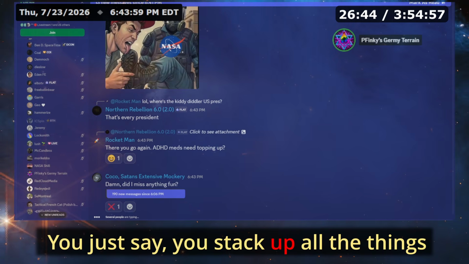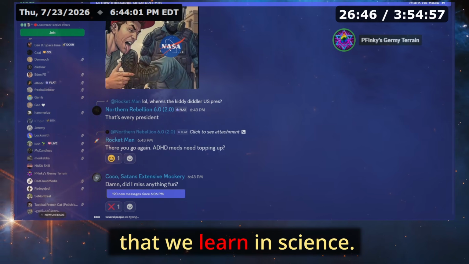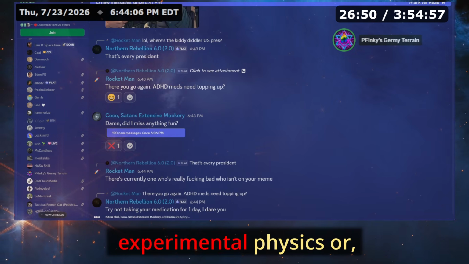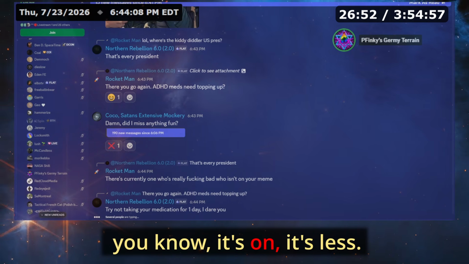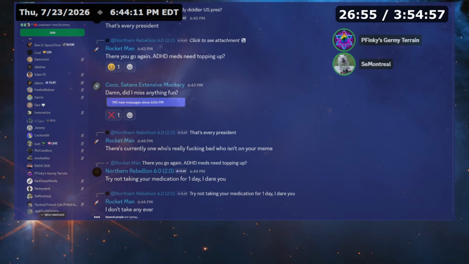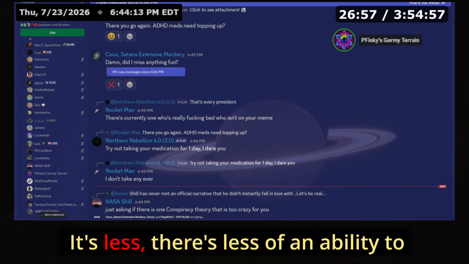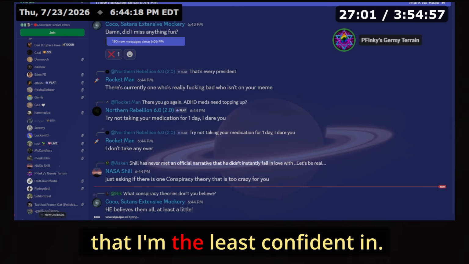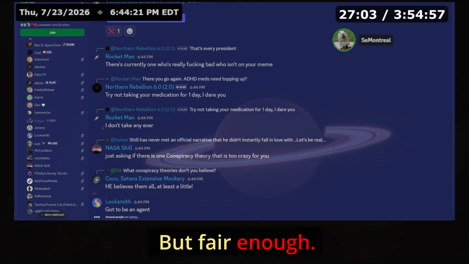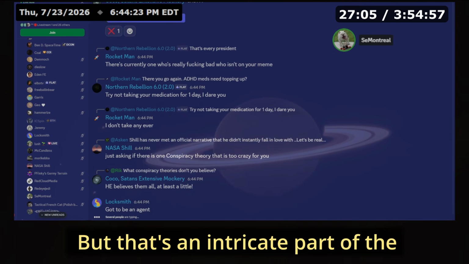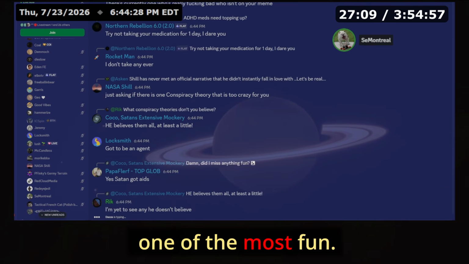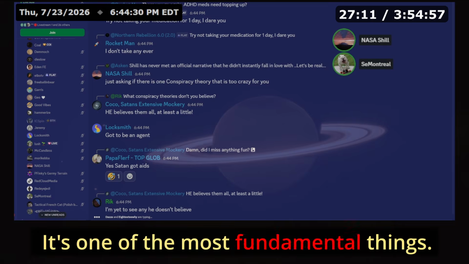It's not like a binary thing. You stack up all the things that we learn in science, and there's something near the bottom that's like, okay, this is experimental physics, with less of an ability to empirically define it, and you just say, yeah, that's the thing that I'm the least confident in. Okay, but fair enough. But that's an intricate part of the current cosmological model. Not really. So you're questioning one of the most fundamental things. Sure, it is. It's one of the most fundamental things.